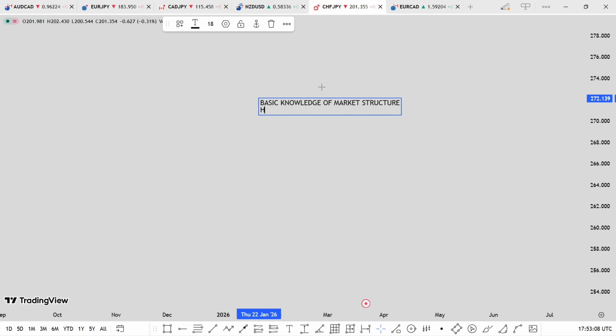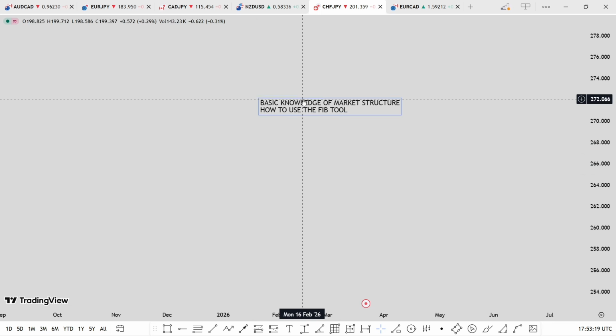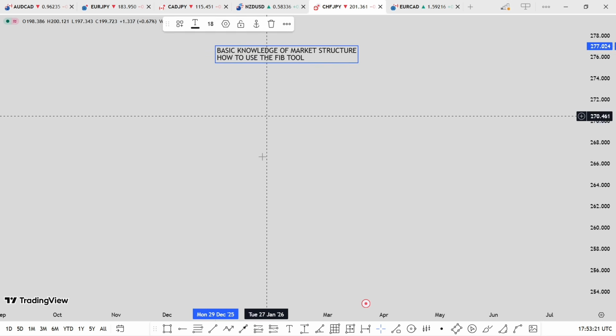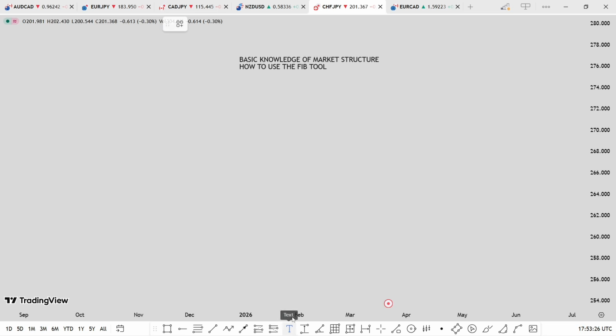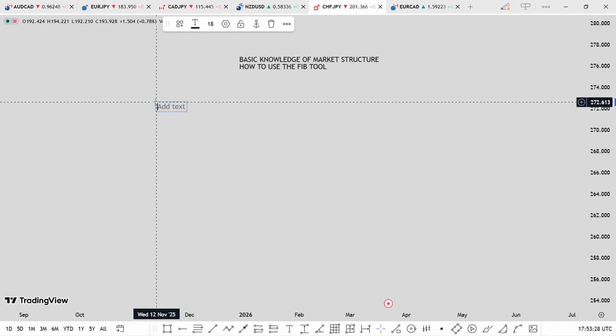Know how to use the FIB tool, the Fibonacci tool. And I think this is basically the most important thing you need to know. Okay, so with market structure, we know from the Dow theory.